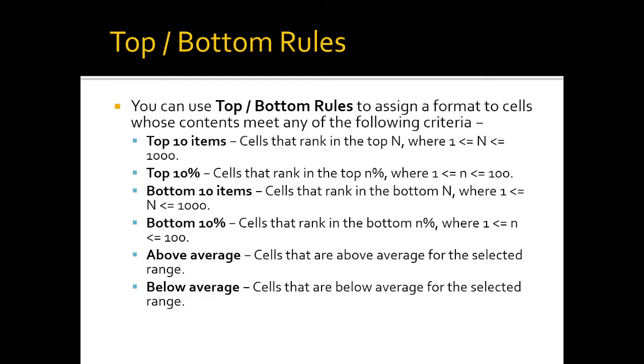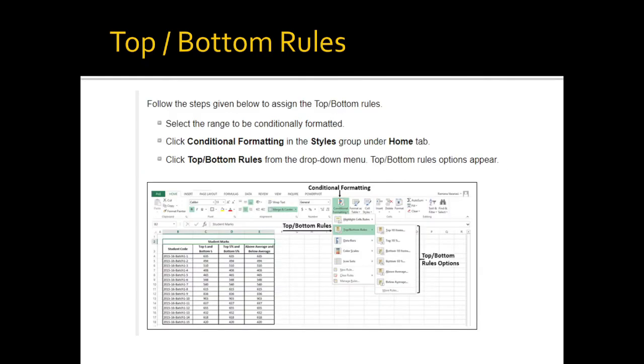Bottom 10 items, so cells that rank in the bottom n, where again n can be from 1 to 1000. Bottom 10%, again cells that rank in the bottom n%, where n can be from 1 to 100. Above average, cells that are above average for the selected range, and below average, cells that are below average for the selected range. Follow the steps given below to assign the top-bottom rules. The first one is select the range to be conditionally formatted.